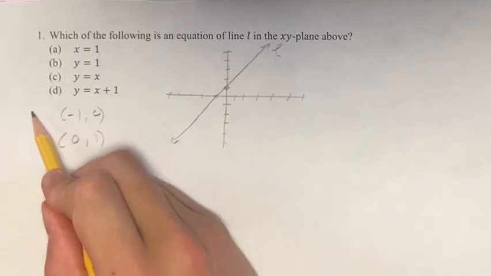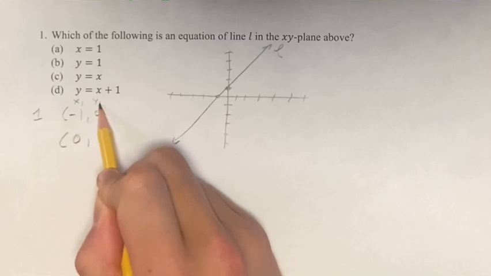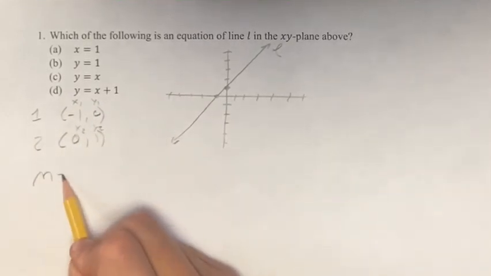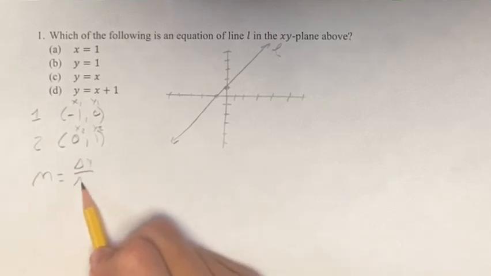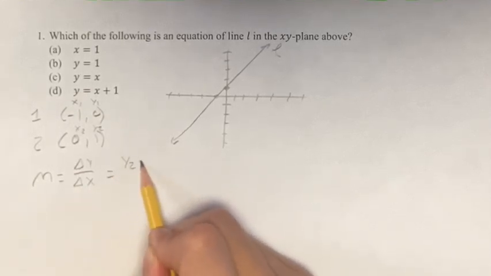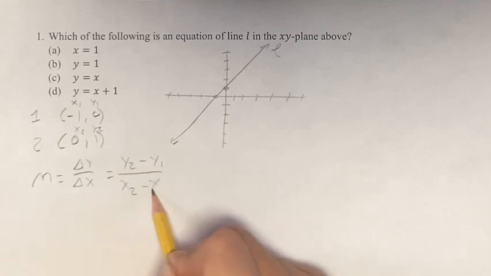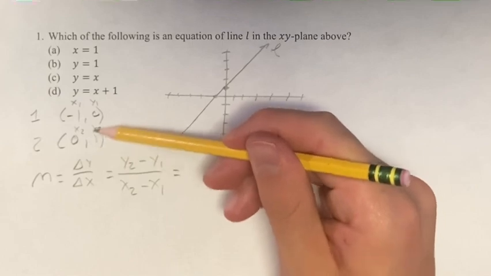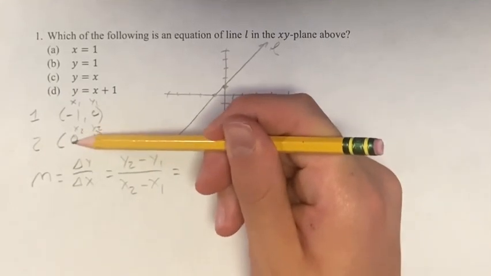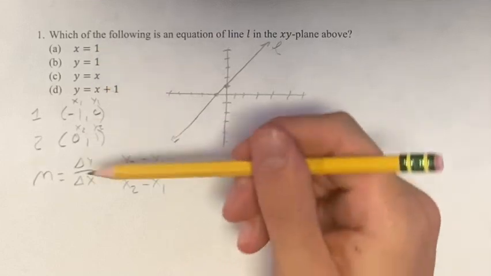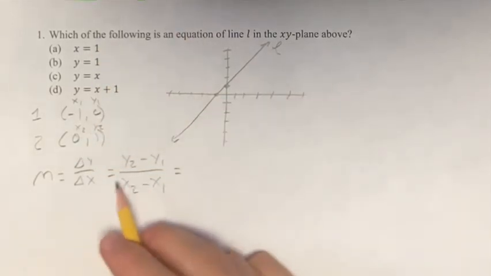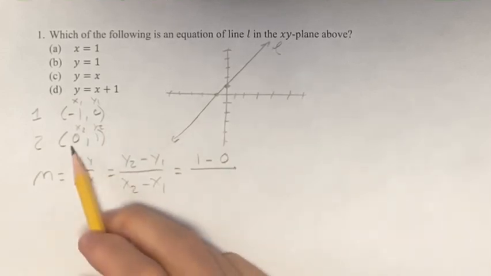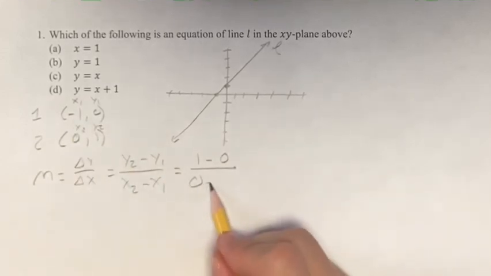So we set this as point 1, then this is x1 and y1, this is point 2, so we have x2 and y2. Therefore, the slope, m, is the change in y over the change in x, which is going to be y2 minus y1 over x2 minus x1. This is the second y minus the first y, and the second x minus the first x, which is going to give us the difference between them, and then we divide them. So y2 is 1 minus y1 is 0, over x2 is 0, minus x1 is -1.